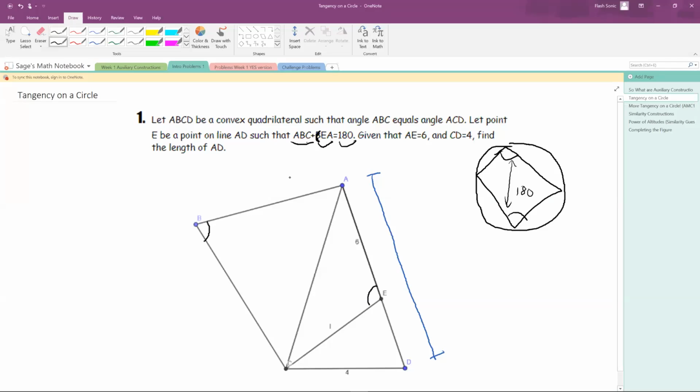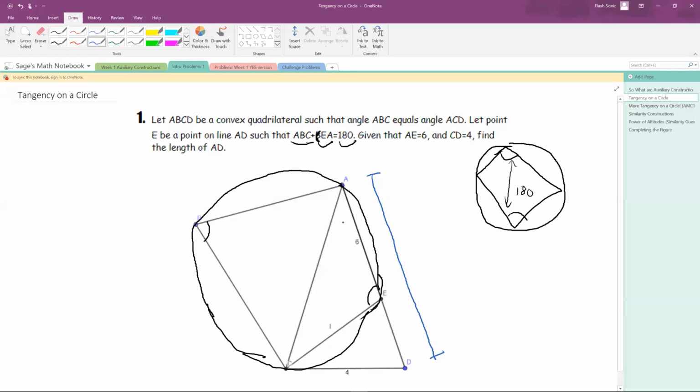So as a result, since these two angles sum up to 180, that means that we can draw a circle around the quadrilateral. So that's going to be pretty helpful. Okay, I'm sorry, guys. My circles are just like potatoes. All right, great circles, great circles.